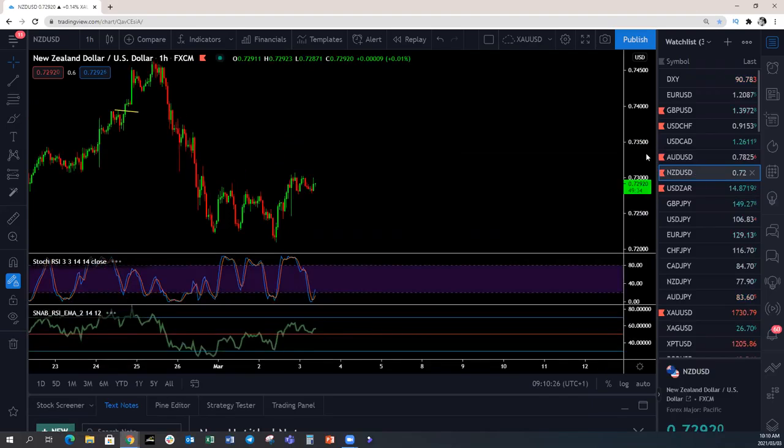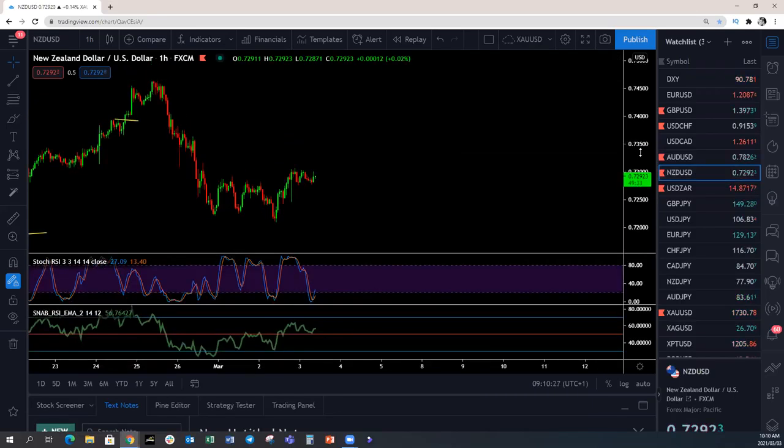I wouldn't be surprised if it's the same scenario on New Zealand US dollar, which it is 1, 2, 3. Wait for a break above this structure. Then you'll see New Zealand go around those levels, at least around the 50% of that whole move.